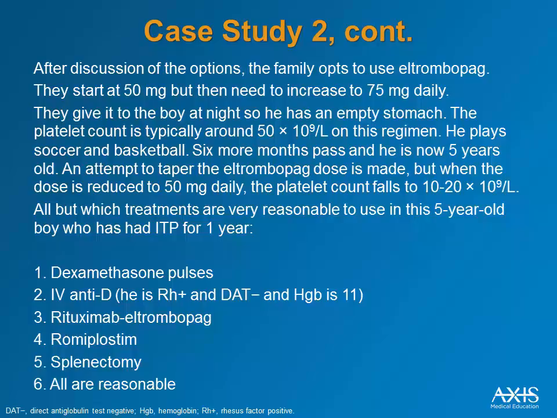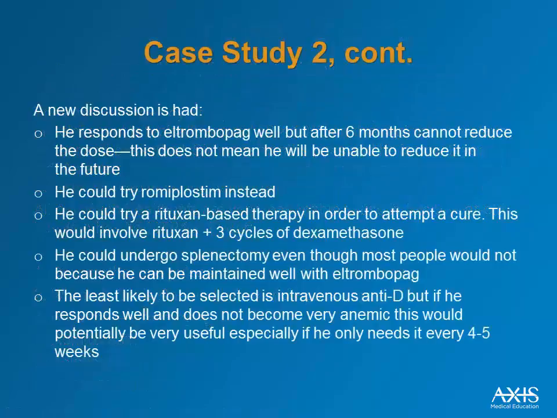What about dexamethasone pulses? Same story. What about WinRho? What about rituximab? What about either using romiplostim or continuing with eltrombopag? What about splenectomy? And would all of these choices be reasonable? Now that he's 5, and now that he's had his ITP for a year, even though not many people would choose splenectomy, this becomes a reasonable choice.